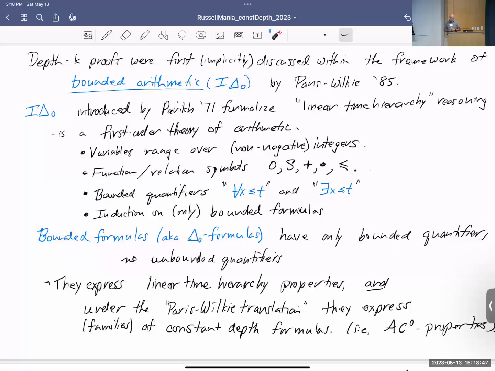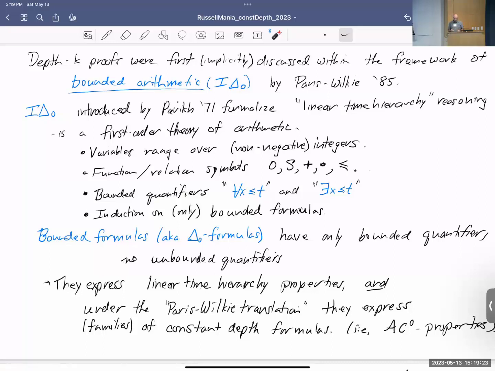And you can see that any delta naught formula, bounded formula, expresses a property in the linear time hierarchy. This was done in a paper of Lipton and someone else. I should have looked it up. The only catch really is that multiplication is not in linear time, as far as we know. So you just have to show it's in the linear time hierarchy. And so they express exactly linear time hierarchy properties. And also under the Paris-Wilkie translation, they correspond to families of constant depth polynomial size formulas.